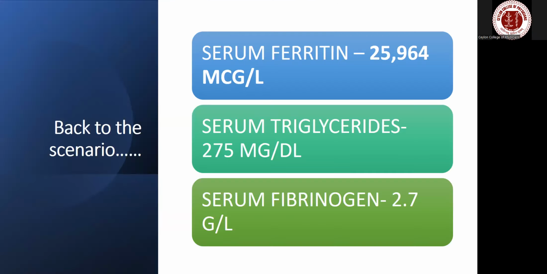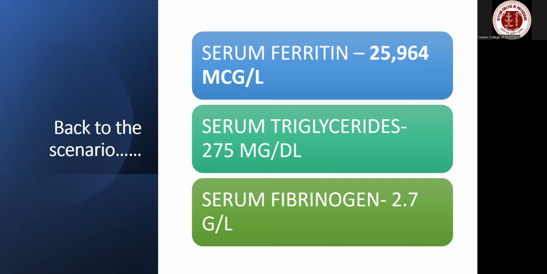So back to the scenario. We had 2 differentials in our hands ultimately, so we went ahead with the serum ferritin. It was alarmingly high. It was 25,964. So with that, we thought of the possibility of HLH in this patient, and we liaised with the hematology team, and they went ahead with the bone marrow.